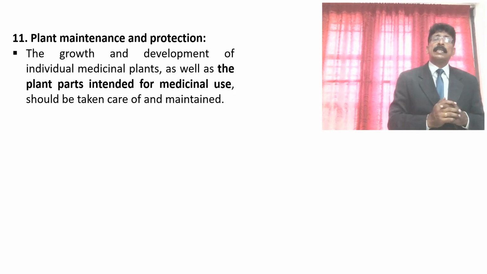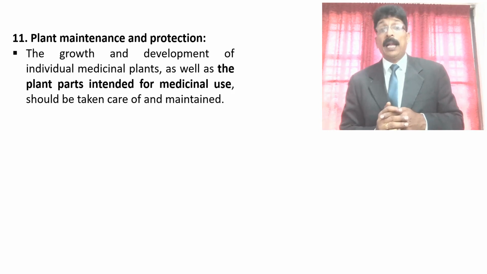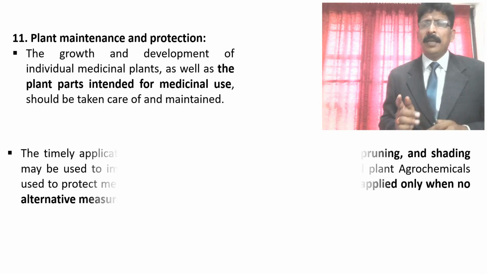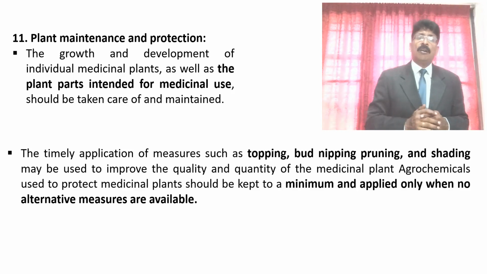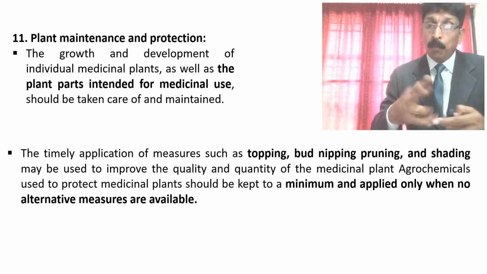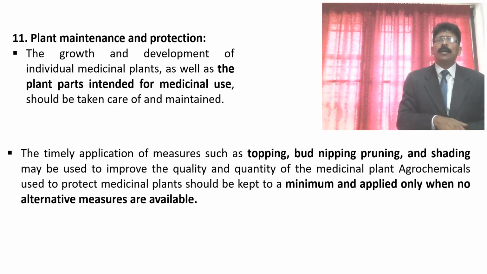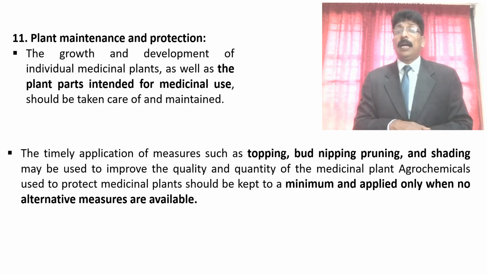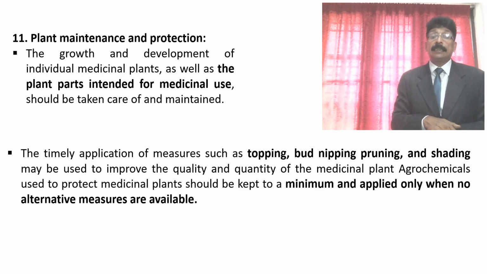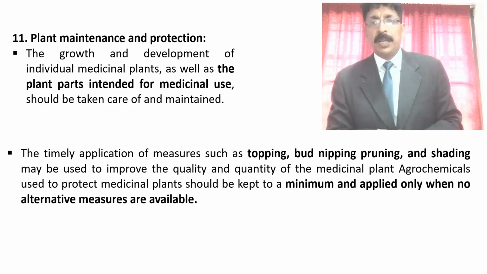Plant maintenance and protection. The growth and the development of individual medicinal plants as well as the plant parts intended for medicinal use should be taken care of and maintained. The timely application of measures such as topping, budding, nipping, pruning and shading may be used to improve the quality and the quantity of the medicinal plant. Agrochemicals used to protect medicinal plants should be kept to a minimum and applied only when no alternative measures are available, when you are using some chemicals.